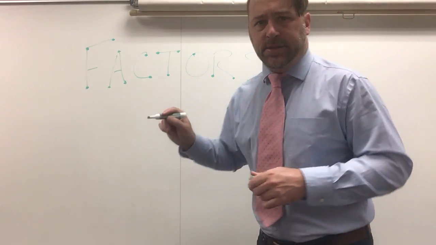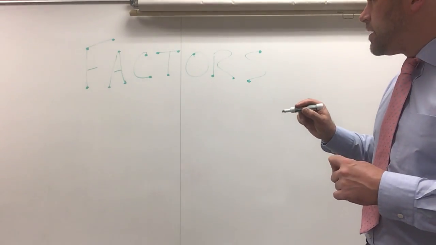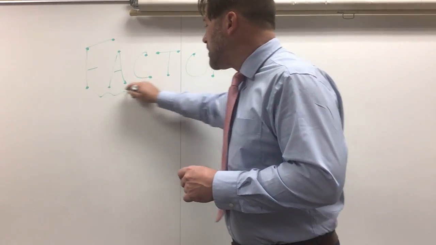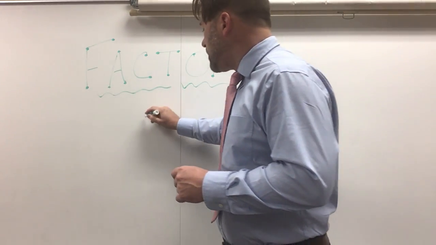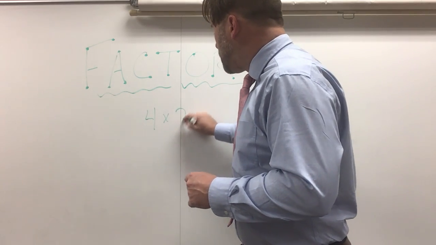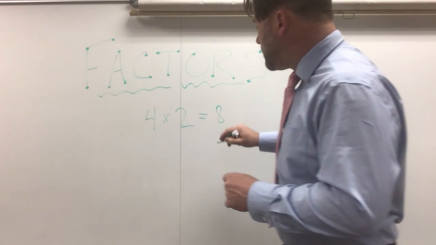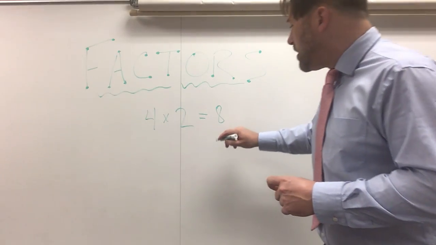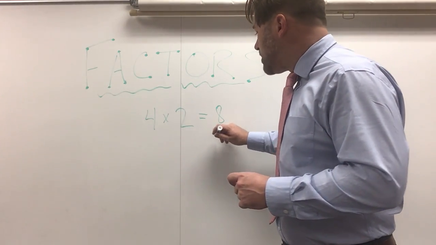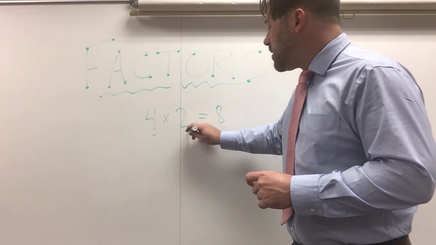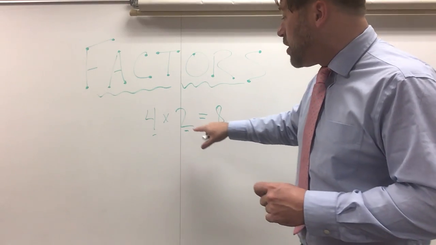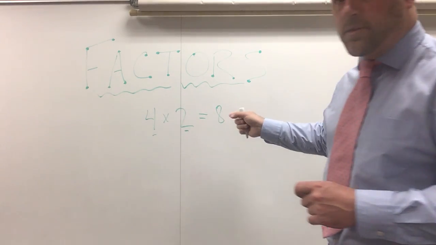What does this say? Can you read it? Did I write big enough? It says factors. So when you think about factors, think of the numbers that you multiply to get another answer. So I've got 4 times 2 is 8. So my factors of 8 are 4 and 2. So I've multiplied 4 times 2 to get 8. I could also do 2 times 4 to get 8, okay?